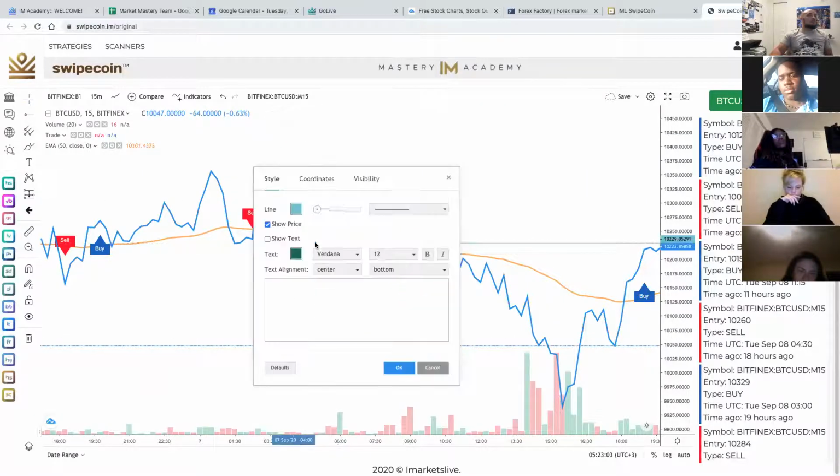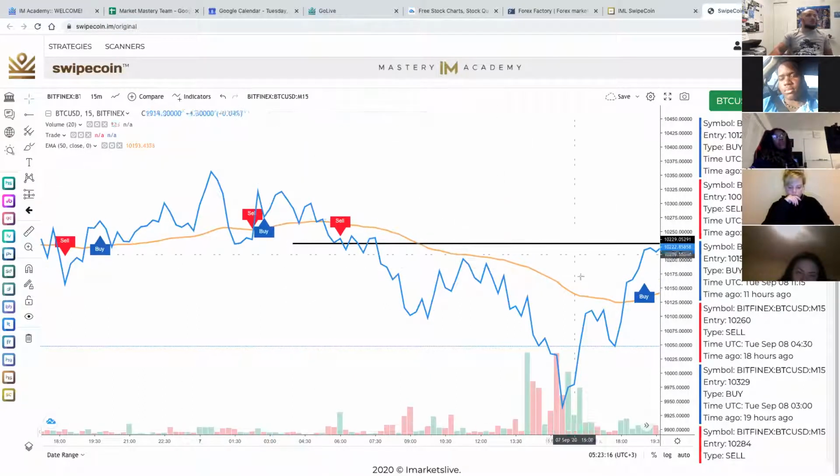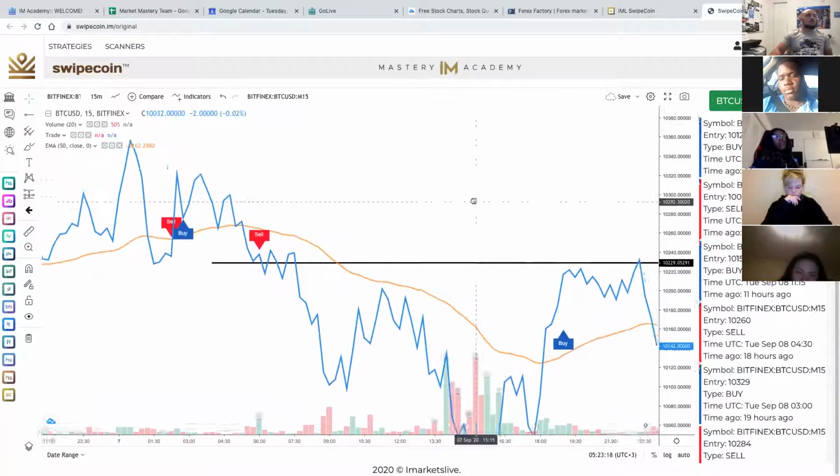You could also do a horizontal ray, whatever, all right? I'm sorry, not vertical line, horizontal line. All right, and I like to use the rays because I don't like them to go backwards on me. It just keeps clean charts, okay?